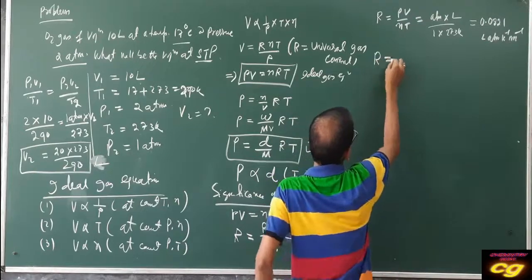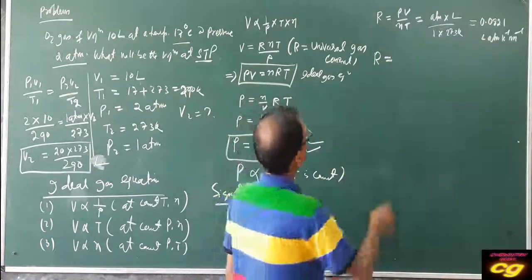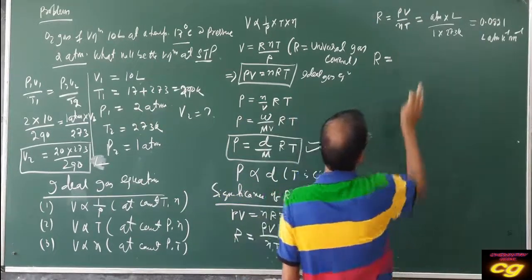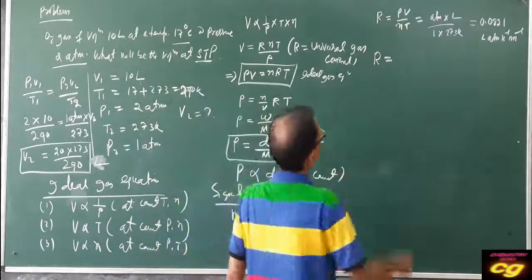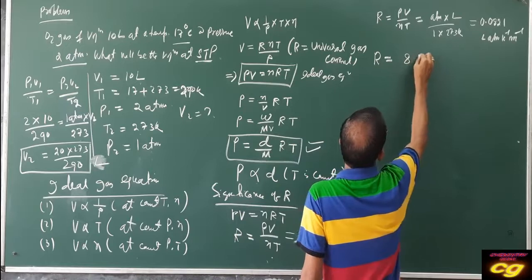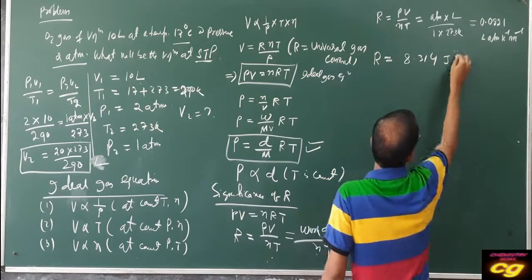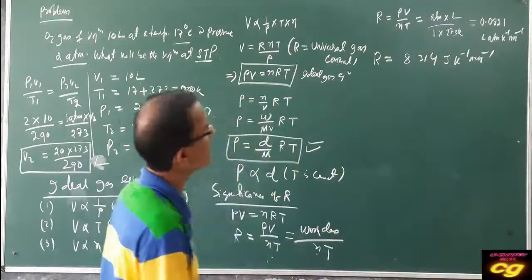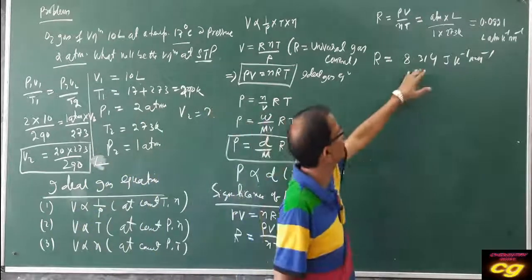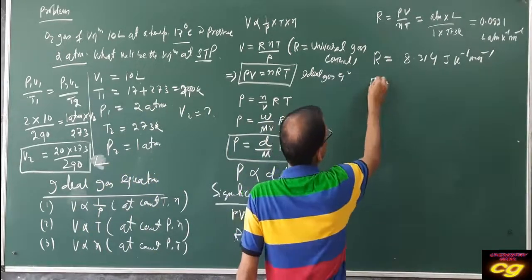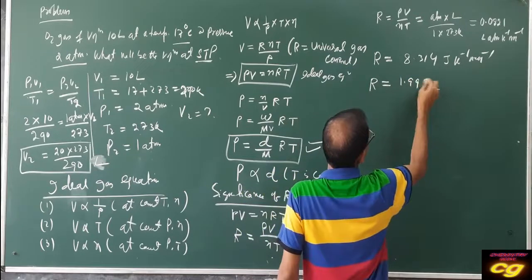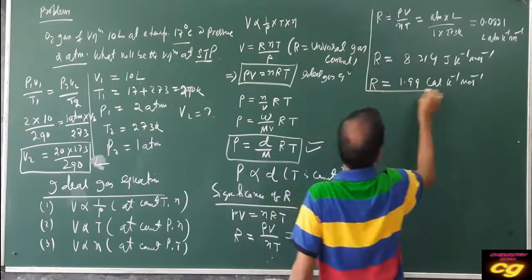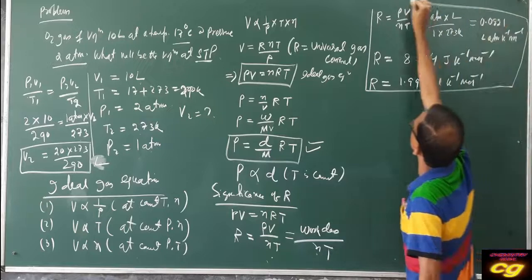R can also be expressed in terms of joule. If pressure is taken in Newton per meter square and volume in meter cube, then R will be 8.314 joule per degree per mole. This is the unit of R in MKS, in joule. Then if you convert it into calorie, R will be 1.99 calorie per degree per mole.